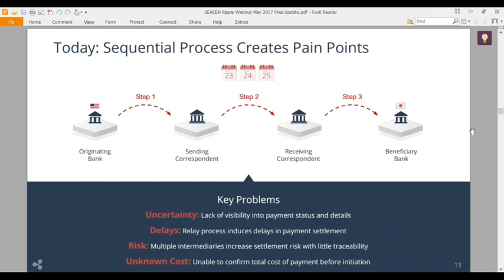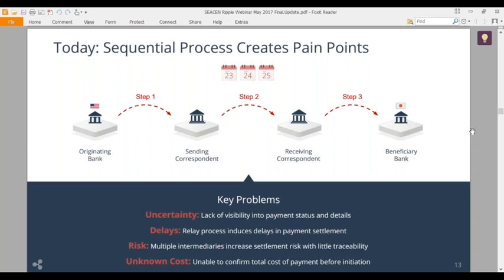The originating and beneficiary bank don't know their counterparty risk. They don't know where the payment is from a traceability perspective. If something goes wrong, there's a long reconciliation process to determine where the payment is, where the error occurred, and how to resolve that. It's a rather cumbersome approach.